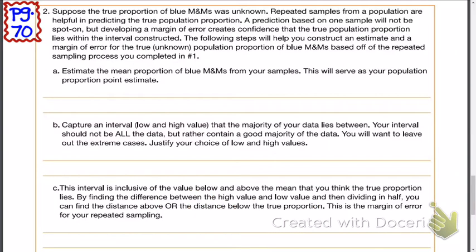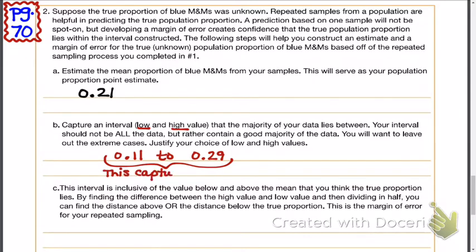All right. So we estimated our mean. That was 0.21. Capture an interval, a low and a high value. So we went from 0.11 to 0.29. This captures about 95% of all of our data. That's our justification for it.